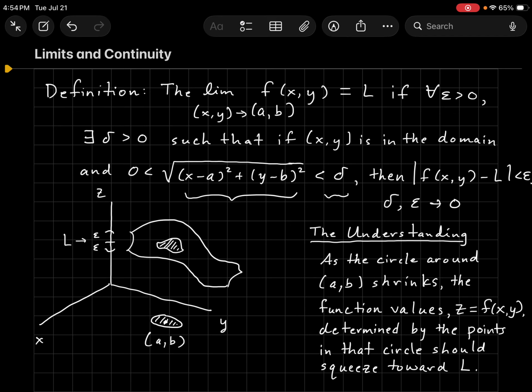So this part again, (x minus a) squared plus (y minus b) squared, is a circle. We take the square root. That's a distance. And really what we're talking about is the distance of all points that are no more than delta away from a center (a,b). So that's what this part of the picture down here is representing.